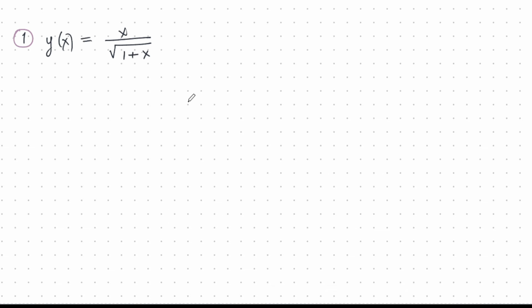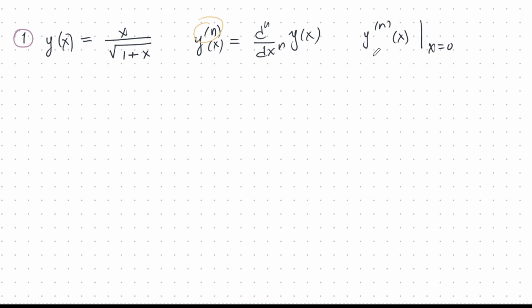Here's a function, y of x, and I want to find successive derivatives. I'll write it like this: d^n/dx^n of y of x. I'll use this notation here, which is a common notation. I want to evaluate these derivatives at x is 0. So I want to compute the nth derivative at x is 0.